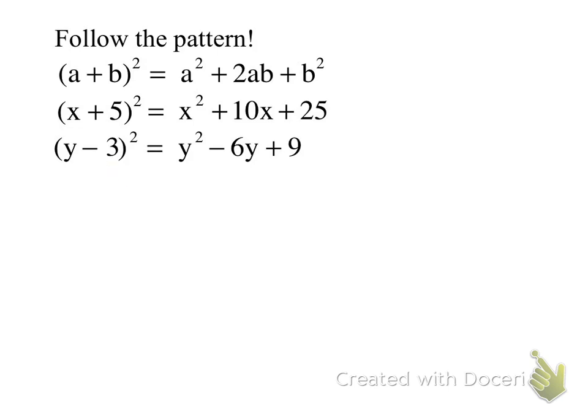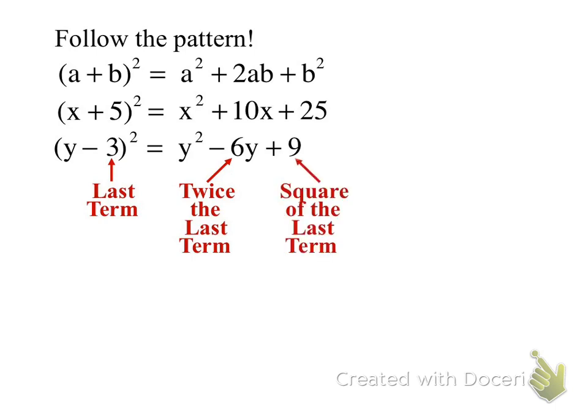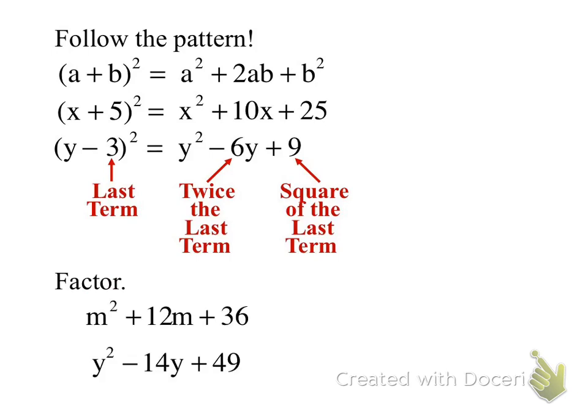So remember the last term. If I double it, it's the middle term's coefficient, and if I square that last term, it is the last term in the perfect square trinomial. All right, so these are called perfect square trinomials. So now we're going to start with these, and we have to find the factors.